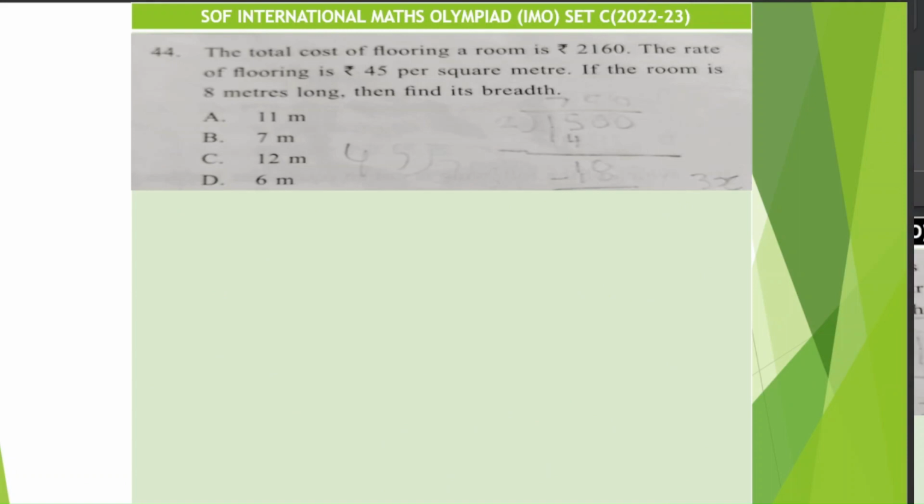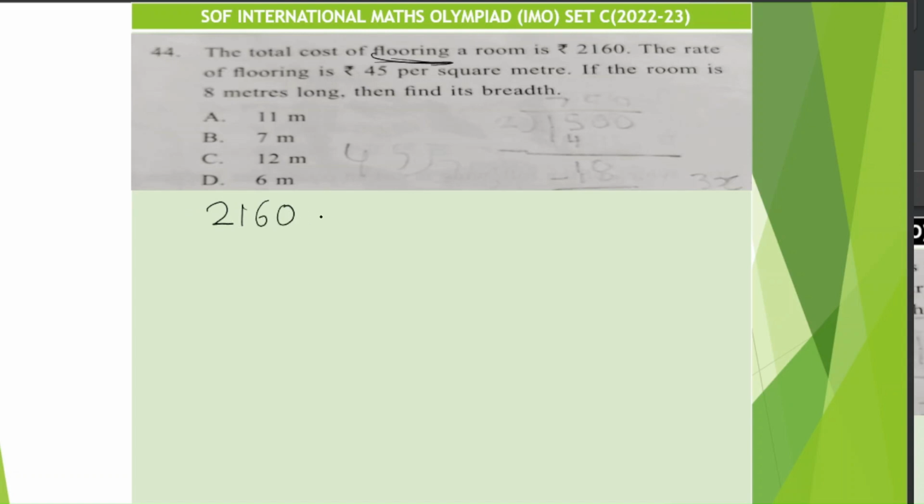Question number 44 says the total cost of flooring a room is rupees 2160. The rate of flooring is rupees 45 per square meter. If the room is 8 meters long, then find its breadth. Whenever flooring is like leveling or flooring or tiling, then understand the question is about area. Okay. So whenever the question is about fencing, then take it to be about perimeter. So for flooring the room, a total cost is 2160.